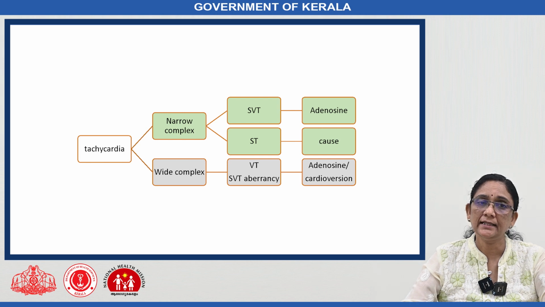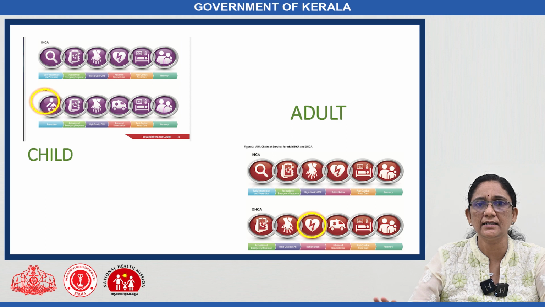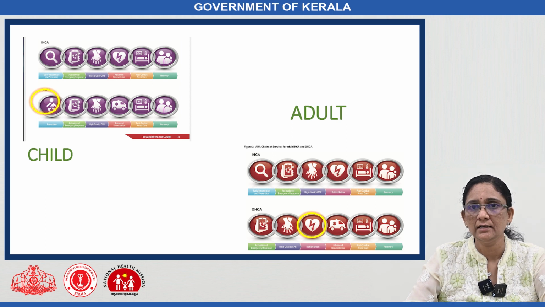So, I think that finishes the tachyarrhythmias. Now we move on to the last segment, that is cardiac arrest. When you're dealing with cardiac arrest, children are different compared to adults. In adults, usually somebody goes somewhere and suddenly falls down and goes into an arrest; that is more common in adults. In children, it usually doesn't happen. So that is why the chain of survival is different in a child and an adult.